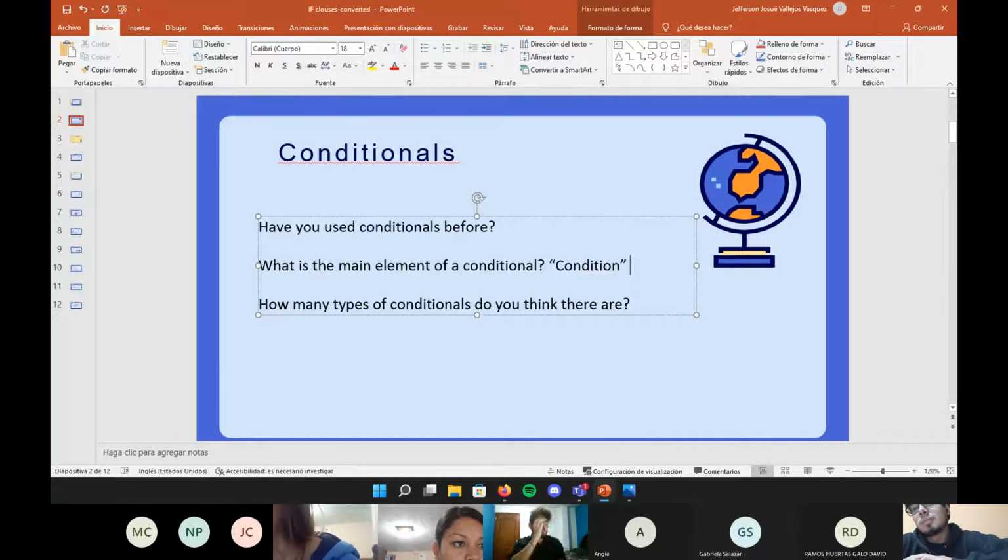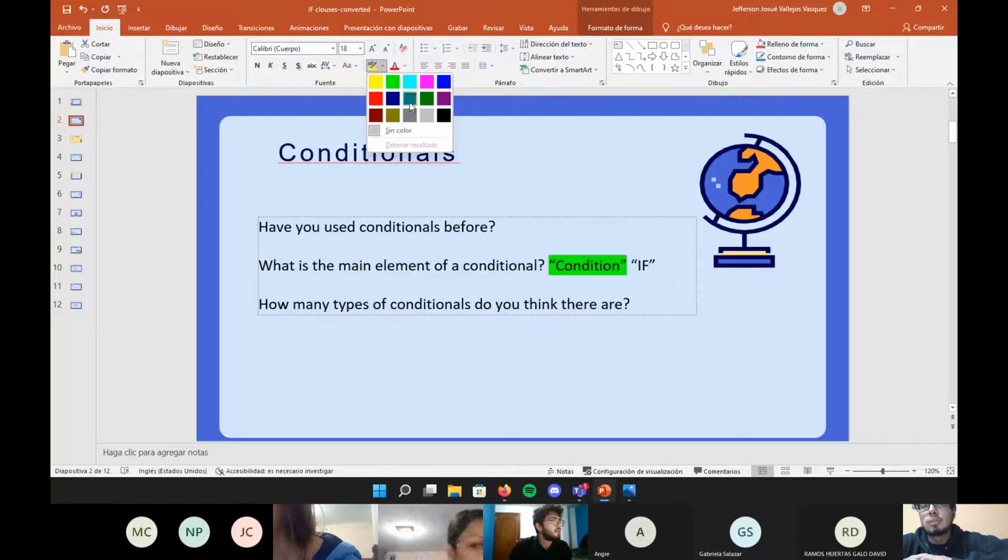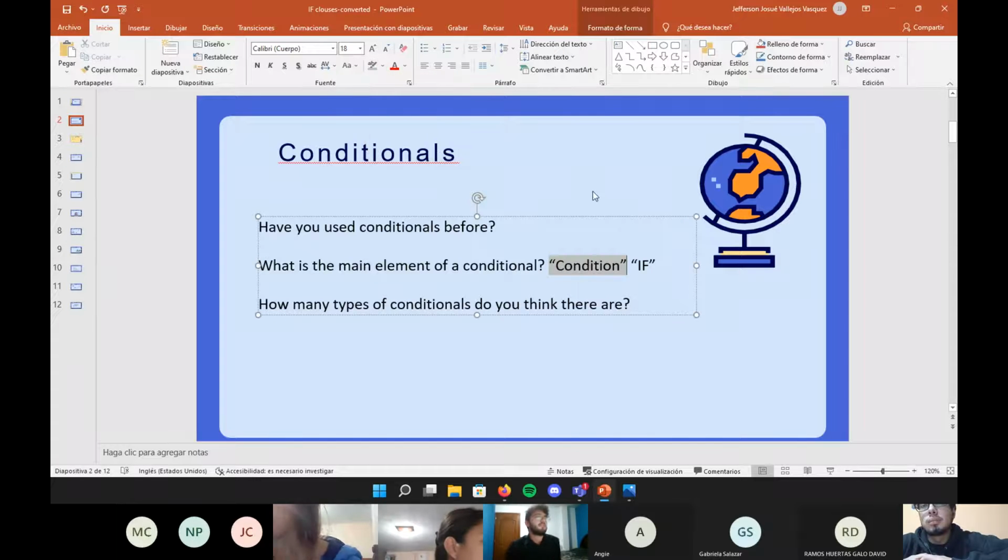If you use conditionals, we use the word if, okay? This is very important. The condition is a very important part in the conditionals. And the second part, okay? And if is a word that we use, okay?